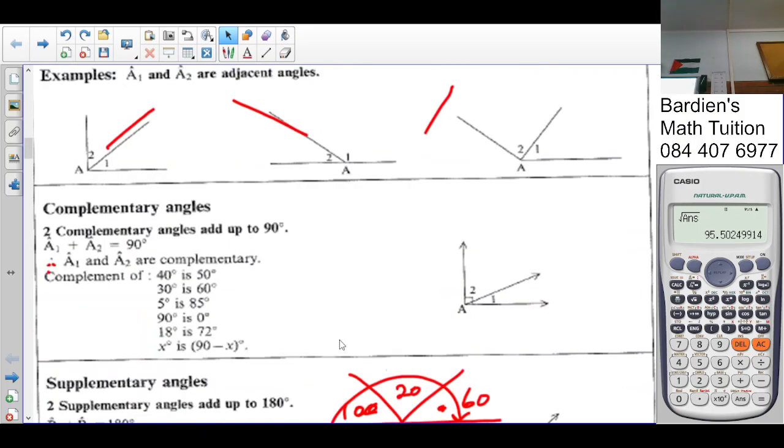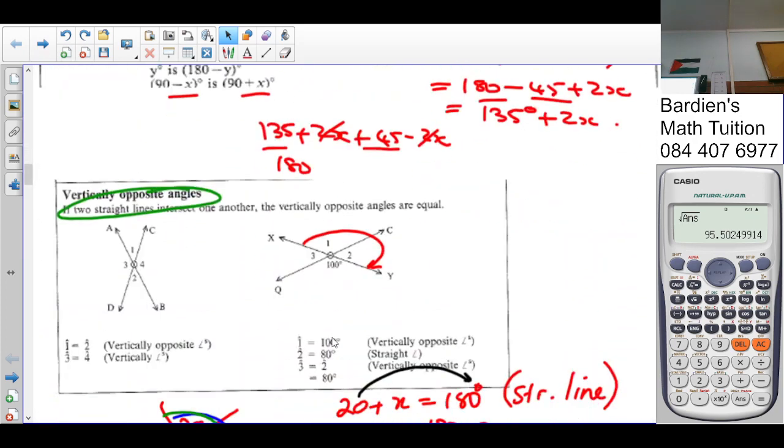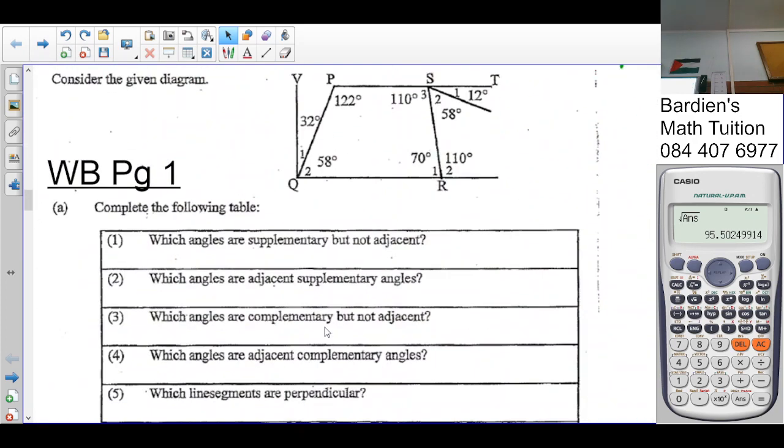So today we're looking at angles and lines. I asked you to do page 1 out of the workbook, just for homework. Consider the given diagram. First question first. On workbook 1, page 1. Complete the table.